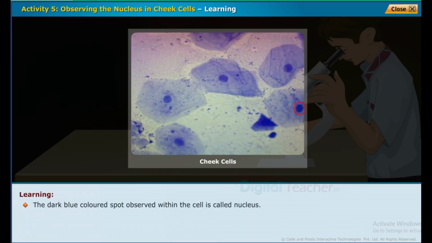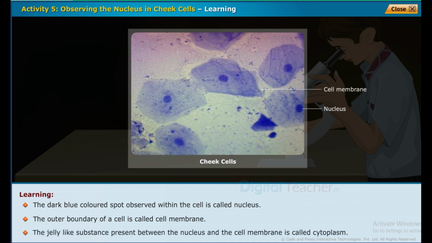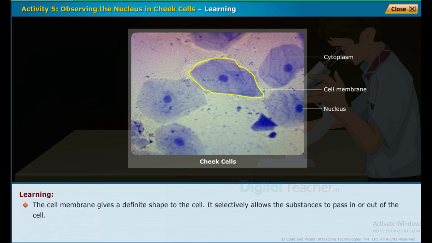The dark blue-colored spot observed within the cell is called the nucleus. The outer boundary of a cell is called the cell membrane. The jelly-like substance present between the nucleus and the cell membrane is called cytoplasm. The cell membrane gives a definite shape to the cell. It selectively allows substances to pass in or out of the cell.